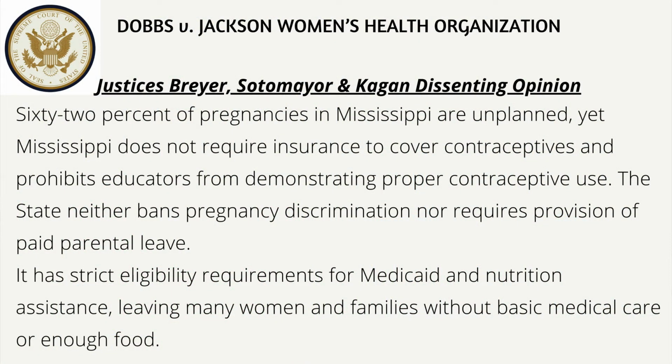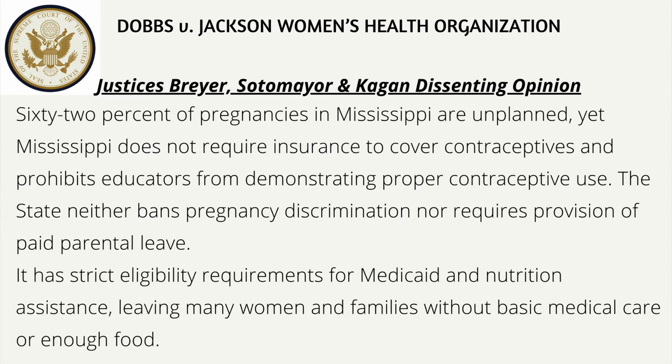Another key thing that they bring up in the dissenting opinion is looking specifically at Mississippi, because the Dobbs case was looking at the Mississippi law banning abortions after the 15-week mark. And they made a point to say that 62% of pregnancies in Mississippi are unplanned, yet Mississippi does not require insurance to cover contraceptives and prohibits educators from demonstrating proper contraceptive use, and that the state neither bans pregnancy discrimination nor requires provision of paid parental leave.